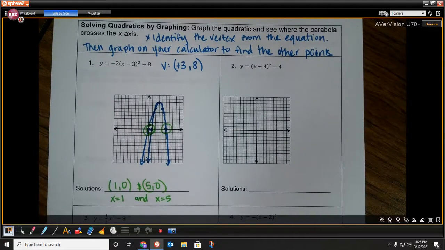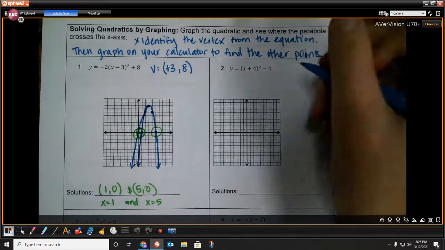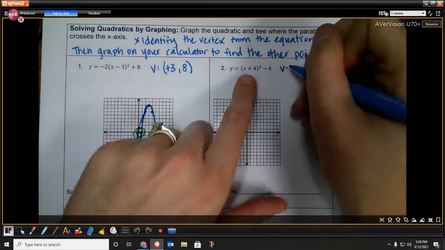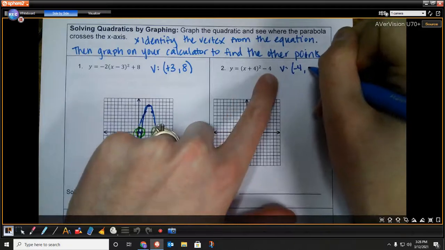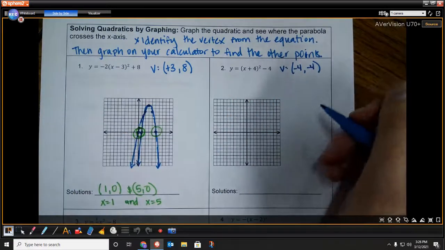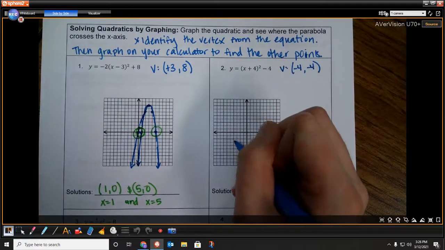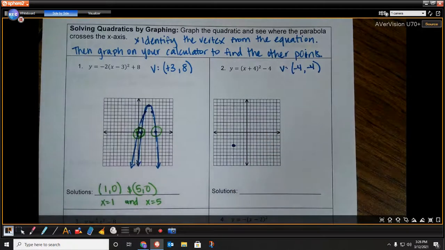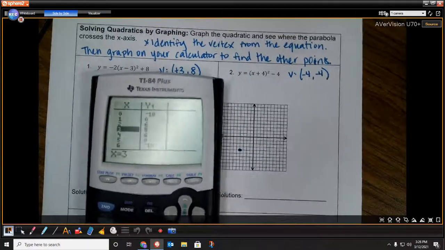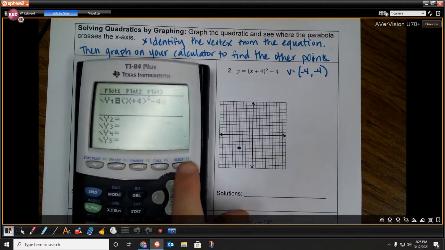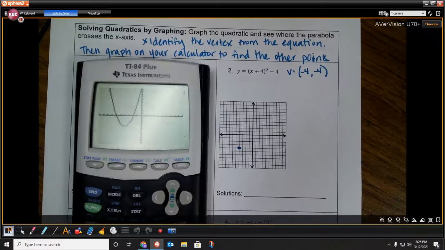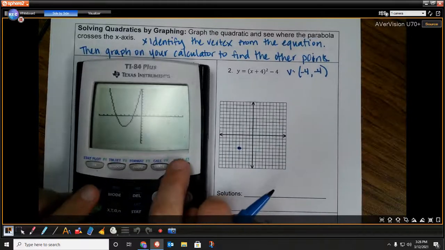Okay, for our next one here, let's go ahead and identify our vertex. So our vertex in this case would be, our x value would be -4, and then our y value is also -4. So I'm going to say, all right, -4, -4. And then we can go ahead and graph this guy in our calculator. So I'm going to clear out the previous one, (x plus 4) squared minus 4. And when we graph that, we see it right here. All right, and then that looks pretty good.